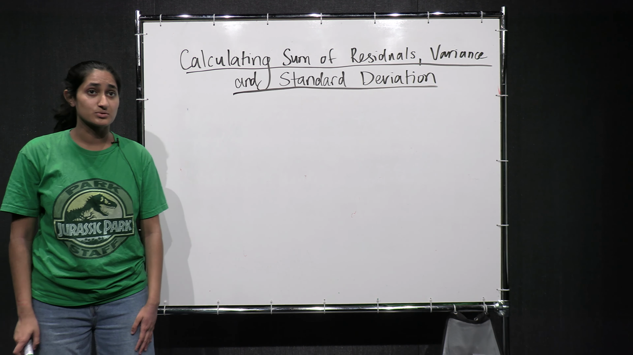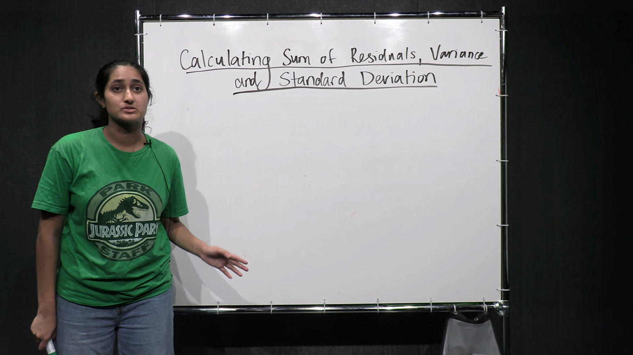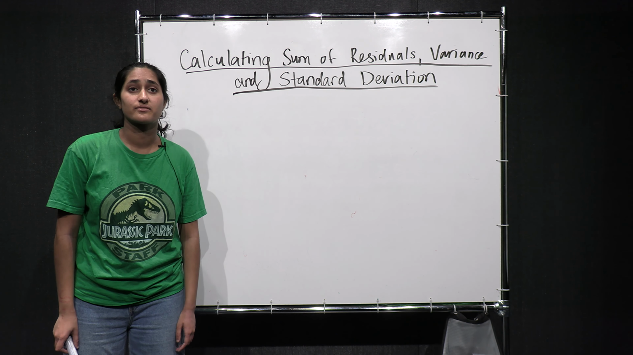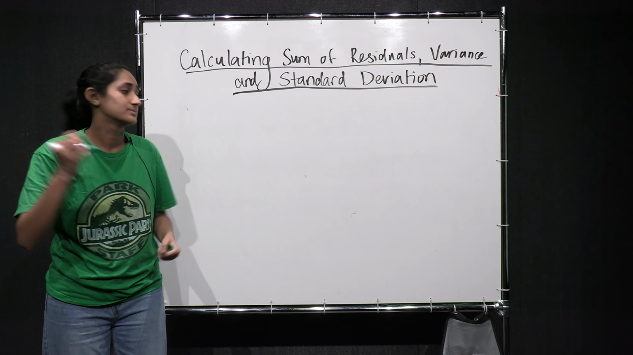The sum of our residuals squared is 4 times 2.25, or 9, plus 6 times 0.25, or 1.5. The total is 10.5.